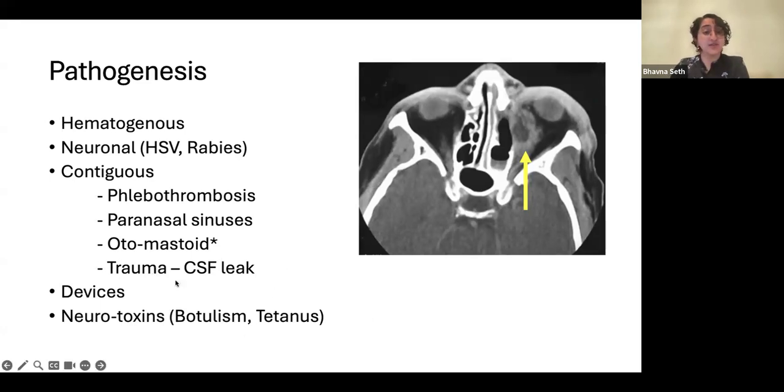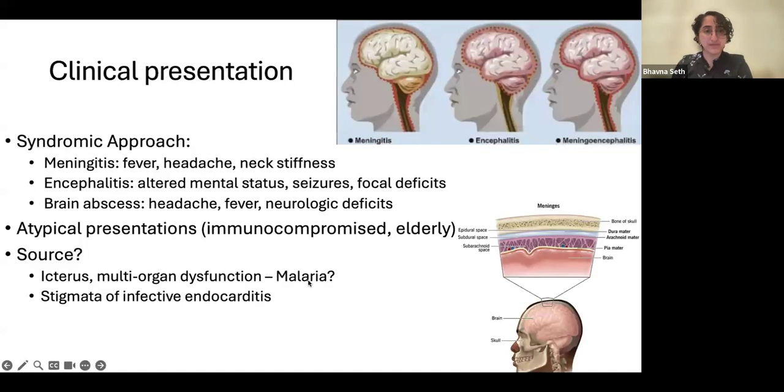Trauma creates a direct route for CSF to connect with the outside environment, and this is a high risk for infection. Any patients who have devices such as ventriculoperitoneal shunts or prior surgeries are also at very high risk. And then the other interesting ones, which have a slightly different presentation than the classic meningitis or encephalitis, are the neurotoxin-related ones. And here you may get a clear exposure history.